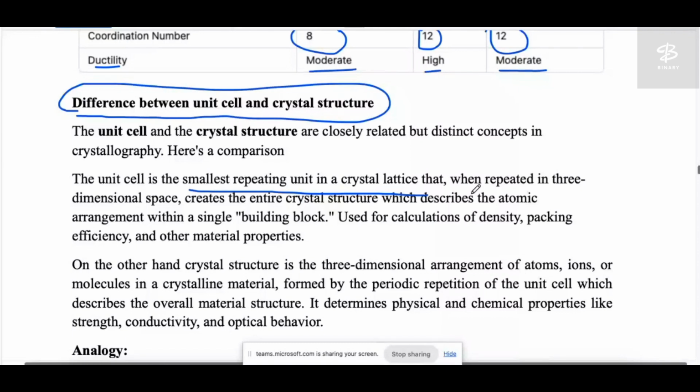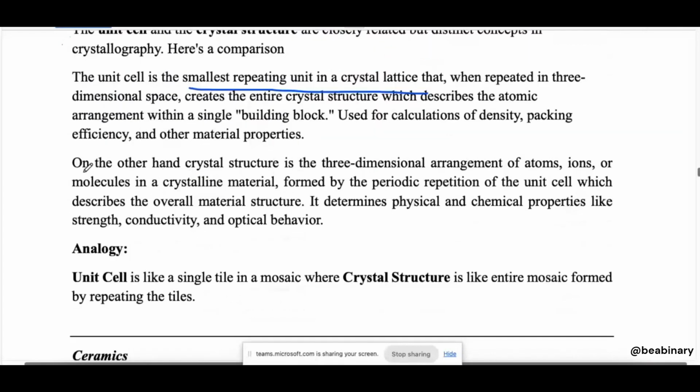That's why it is known as the building block. So the smallest unit is the unit cell, and the repetition of that unit cell is known as the crystal structure. In other words, the crystal structure is a three-dimensional arrangement of atoms, ions, or molecules. First of all we have the atoms, and how the atoms, ions, or molecules are present in different ways. A single repeating unit is known as the unit cell, and the repetition of molecules and atoms in that fashion is known as your crystal structure.